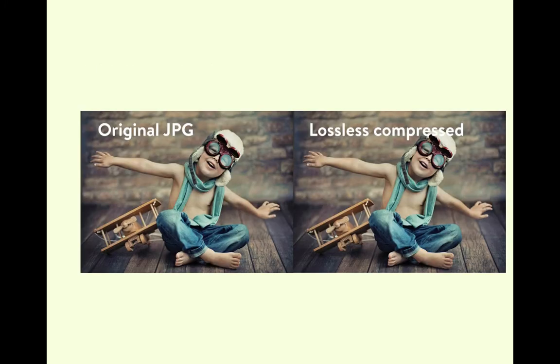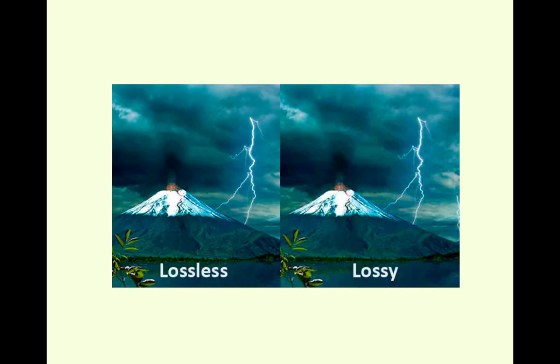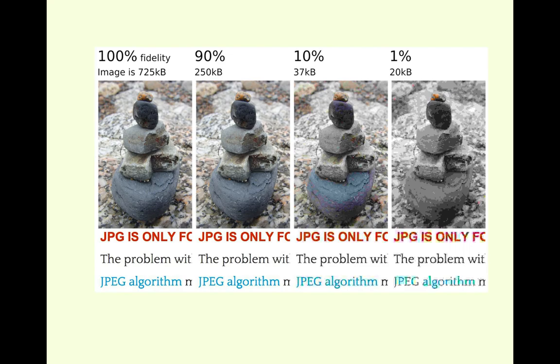These are some pictures, the original one and the corresponding compressed ones. This is a 50% compressed image. This is a lossless compression. This is a lossy compression. Obviously, lossy compression has some artifacts, but we can still view the image. There is 100%, then 90% compression, 10% and 1% compression, and the corresponding image viewing quality.